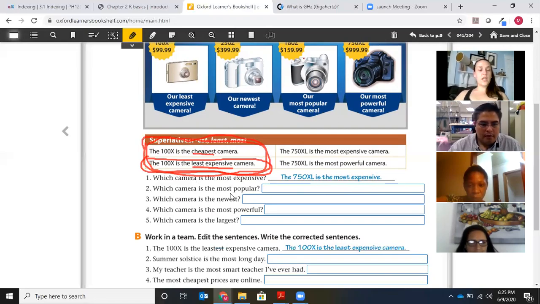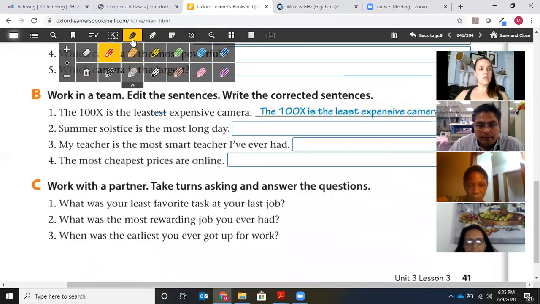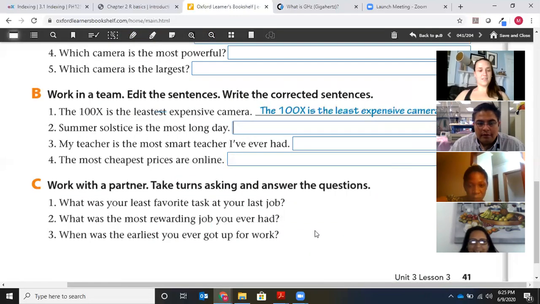So number two, which camera is the most popular? The most popular is the, I can see now. I'm sorry, I can't see either. I've gone crazy. All right, how do I get out of here?